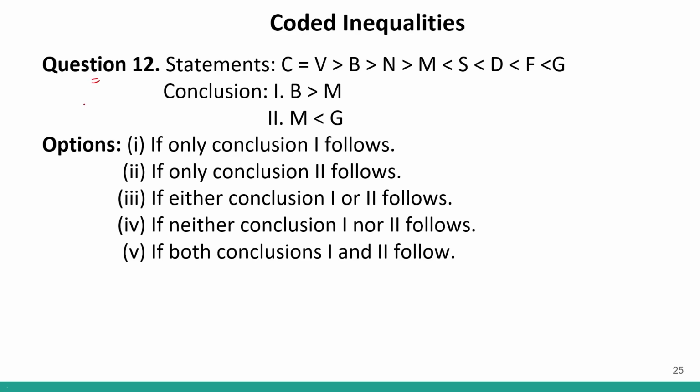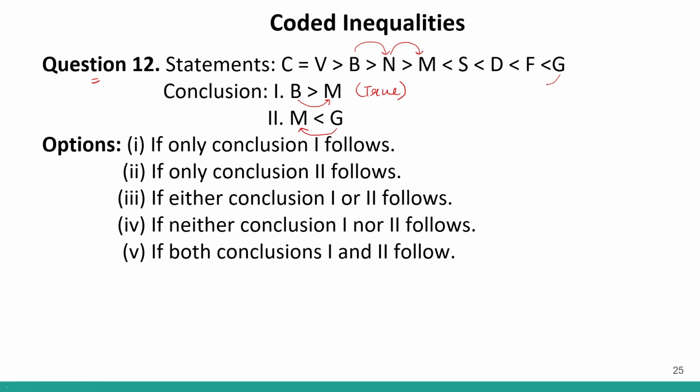Question number 12. Let us start. B is greater than M. So we will move from B to M. So B, then N, then M. Correct? I can easily proceed from B to M, bigger door to smaller door. So this is true. Next is G is greater than M. So we will move from G to M.